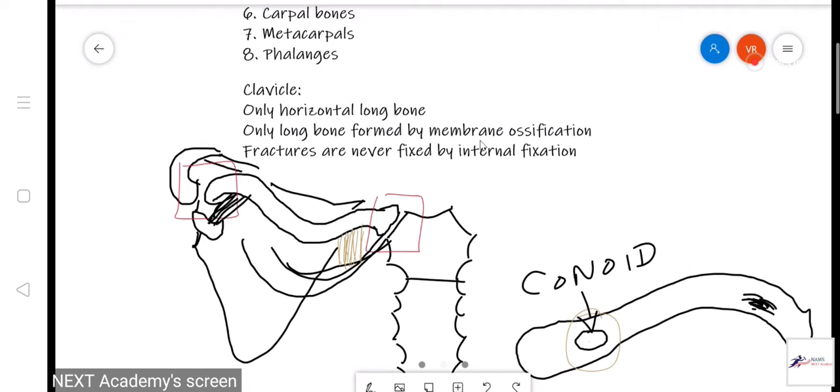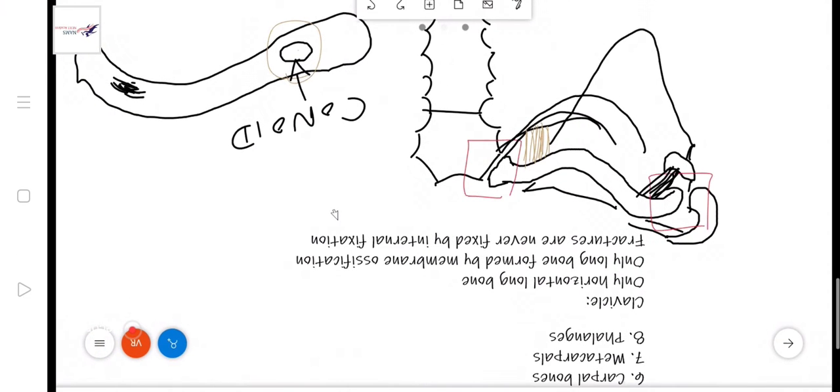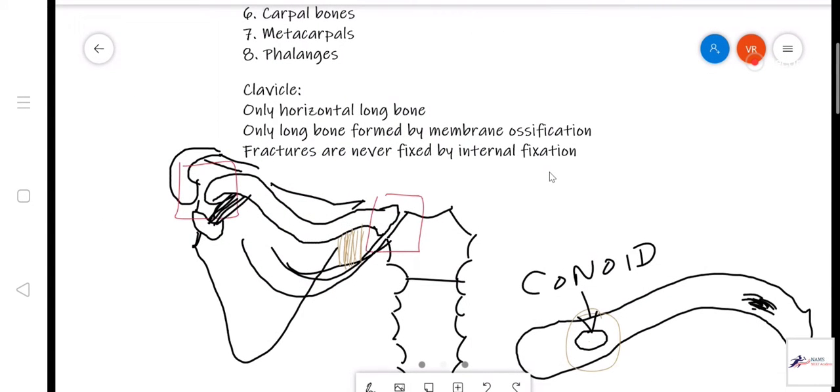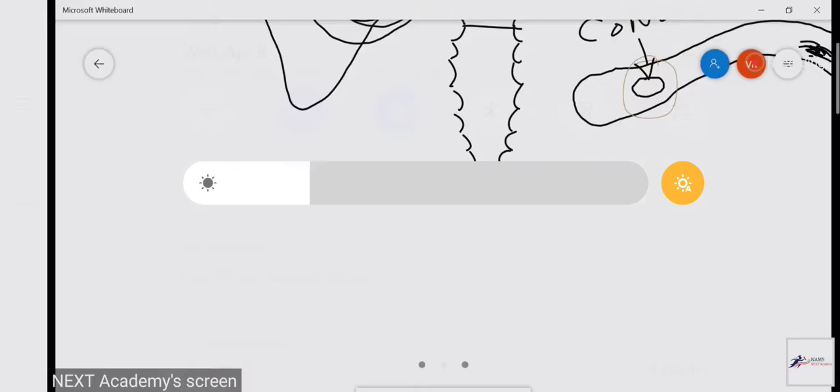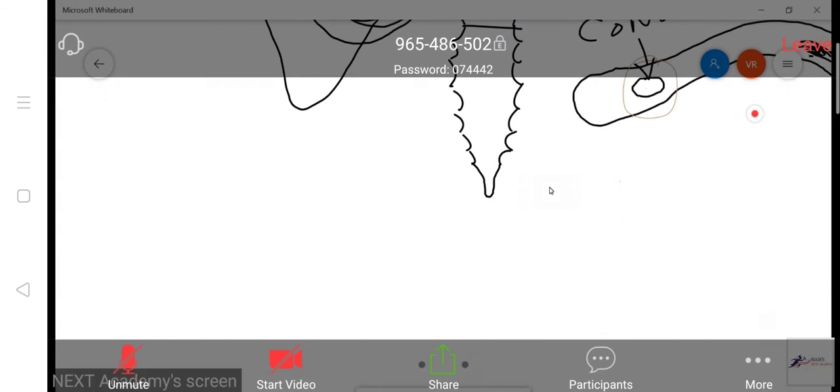And then it's the only long bone which is formed by membrane ossification. Now this has a lot of clinical significance. We all know the process of ossification, how bones form. Long bones are usually ossified by a process called endochondral ossification. In endochondral ossification, first a cartilage model forms in that region, and then the cartilage cells die, forming an empty space where the cartilage model was, which will then be replaced by bone tissue.